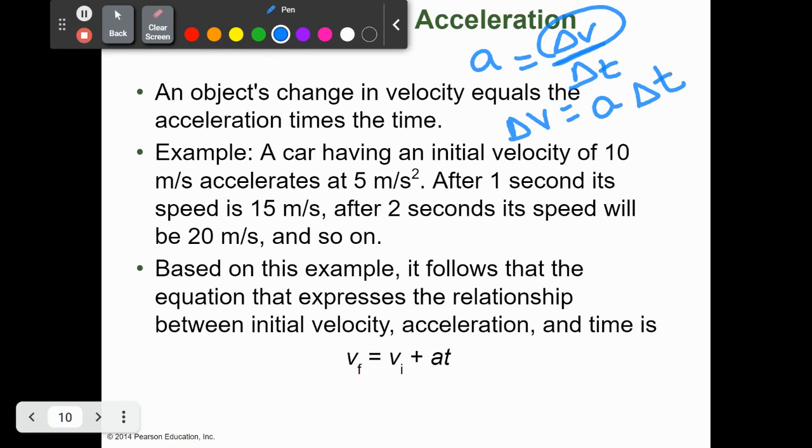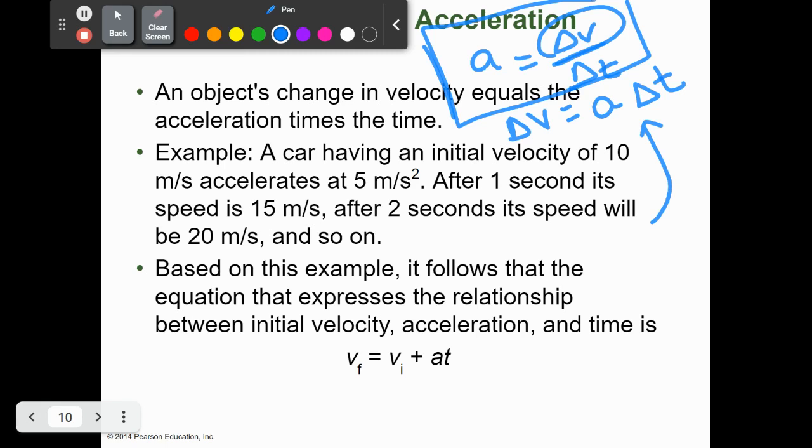A car having an initial velocity of 10 meters per second accelerates at 5 meters per second squared. After 1 second, its speed is 15 meters per second. After 2 seconds, its speed is going to be 20 meters per second, and so on and so on. So how did they get that? They got it based on this equation, okay? Where we're just rearranging. So here's our initial equation for acceleration, and we're just rearranging it, okay? And we get change in velocity is equal to acceleration times change in time.